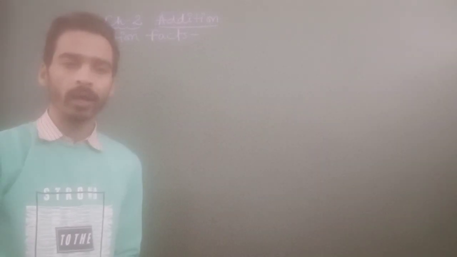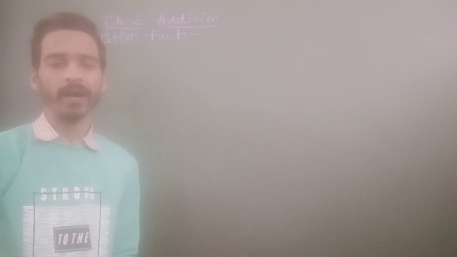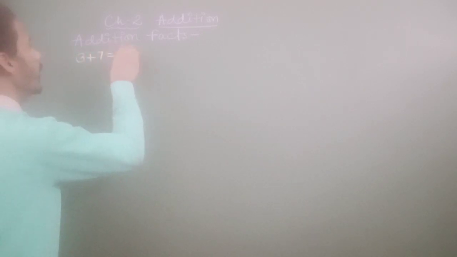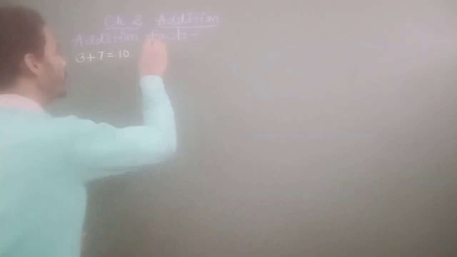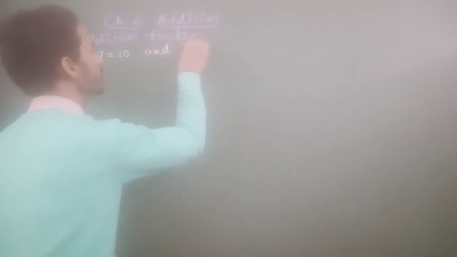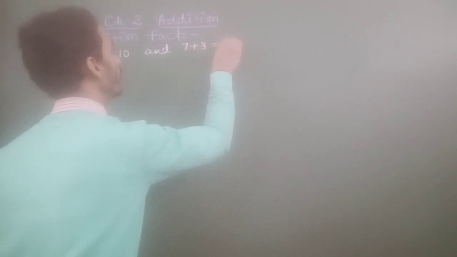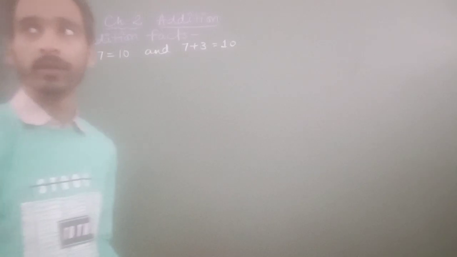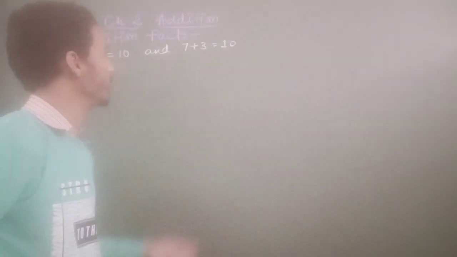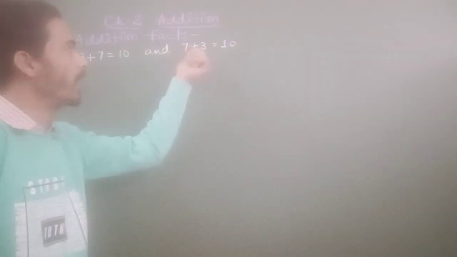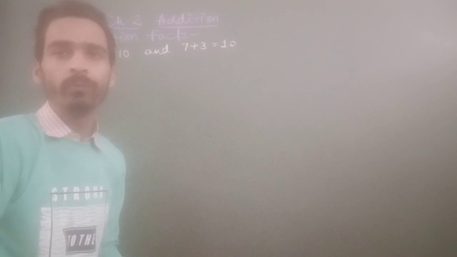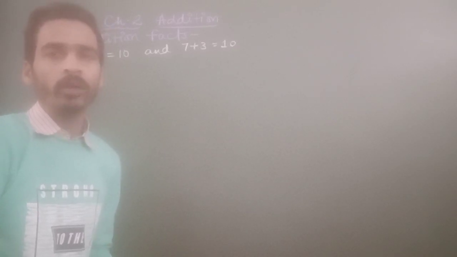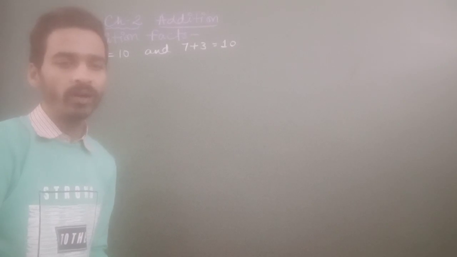Now come to the addition facts. First, numbers can be added in any order. Their sum will remain the same, like 3 plus 7 is equal to 10, and also 7 plus 3 is equal to 10. You can see here when we add 3 and 7, that is 10, and when we add 7 and 3, it is also 10.